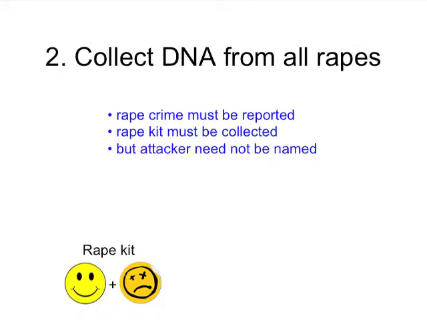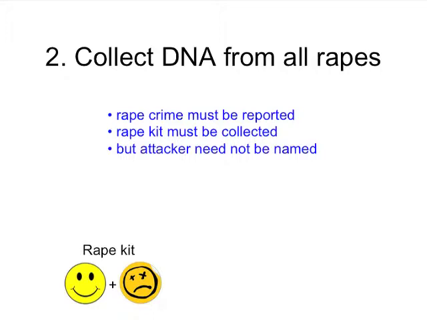The second step is to collect DNA from all rapes. And this is the subtle part. If you read about this issue, you know that victims don't want to come forward because they don't want to speak against a superior officer. And that's been a major problem. The idea here is to let the DNA speak for them. Imagine that there was a requirement that because of better technology, rape crimes must be reported and rape kits must be collected, but the victims did not need to name their accuser for fear of reprisal.